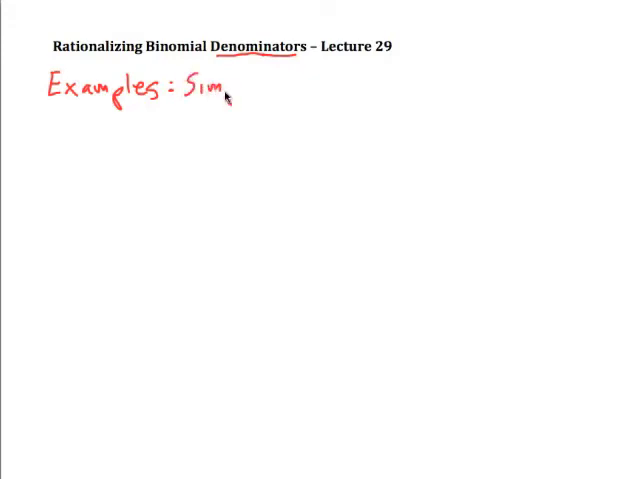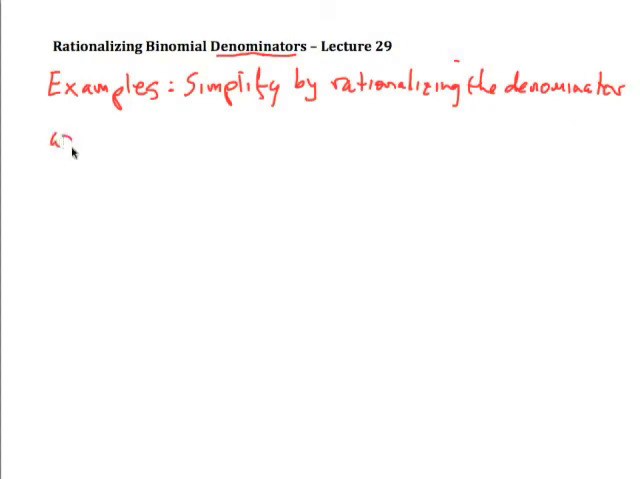So let's suppose we want to simplify by rationalizing the denominator. Alright, part A. Let's suppose we have an expression such as the square root of 3 over the square root of 5 plus the square root of 3.